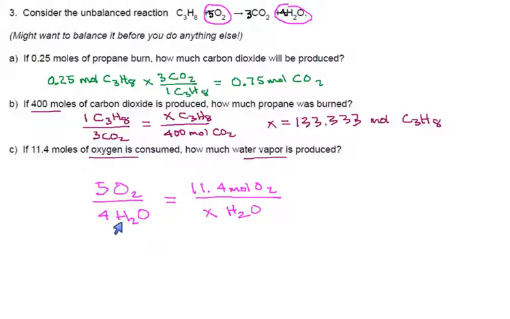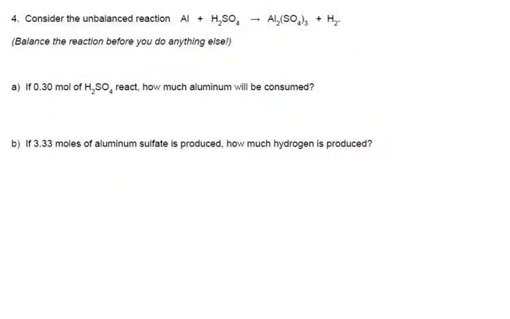To cross multiply, you do the opposite corner. 4 times 11.4 divided by 5. Can't do that in my head, at least not fast enough. 9.12. X is 9.12 moles of H2O. Not too bad. Let's do one more and then we'll pause.